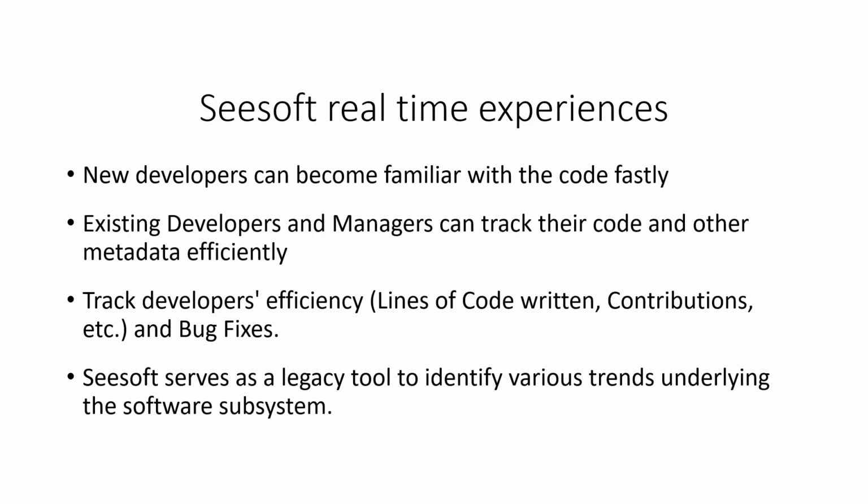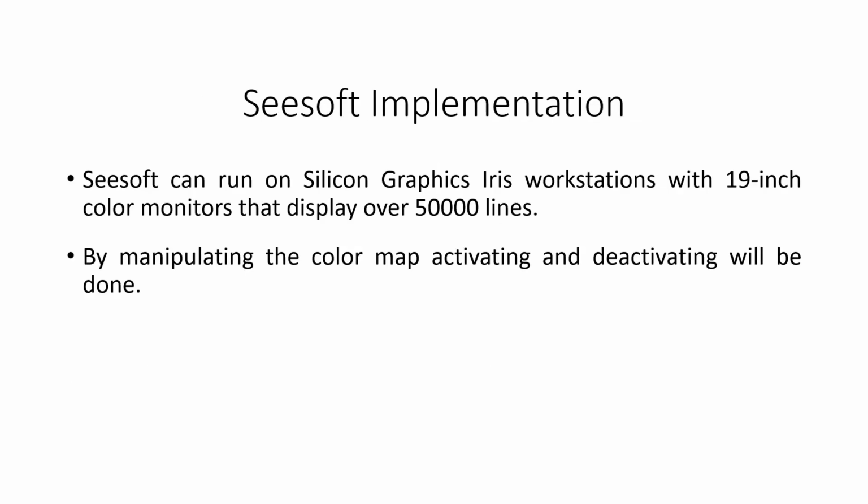Regarding the implementation of the Seesoft tool, at present Seesoft can only run on Silicon Graphics and is not supported by Windows. Using a 19-inch monitor, we can see up to 50,000 lines of code, and we can easily read up to 20,000 lines of code. And 50,000 lines of code means 20 columns.